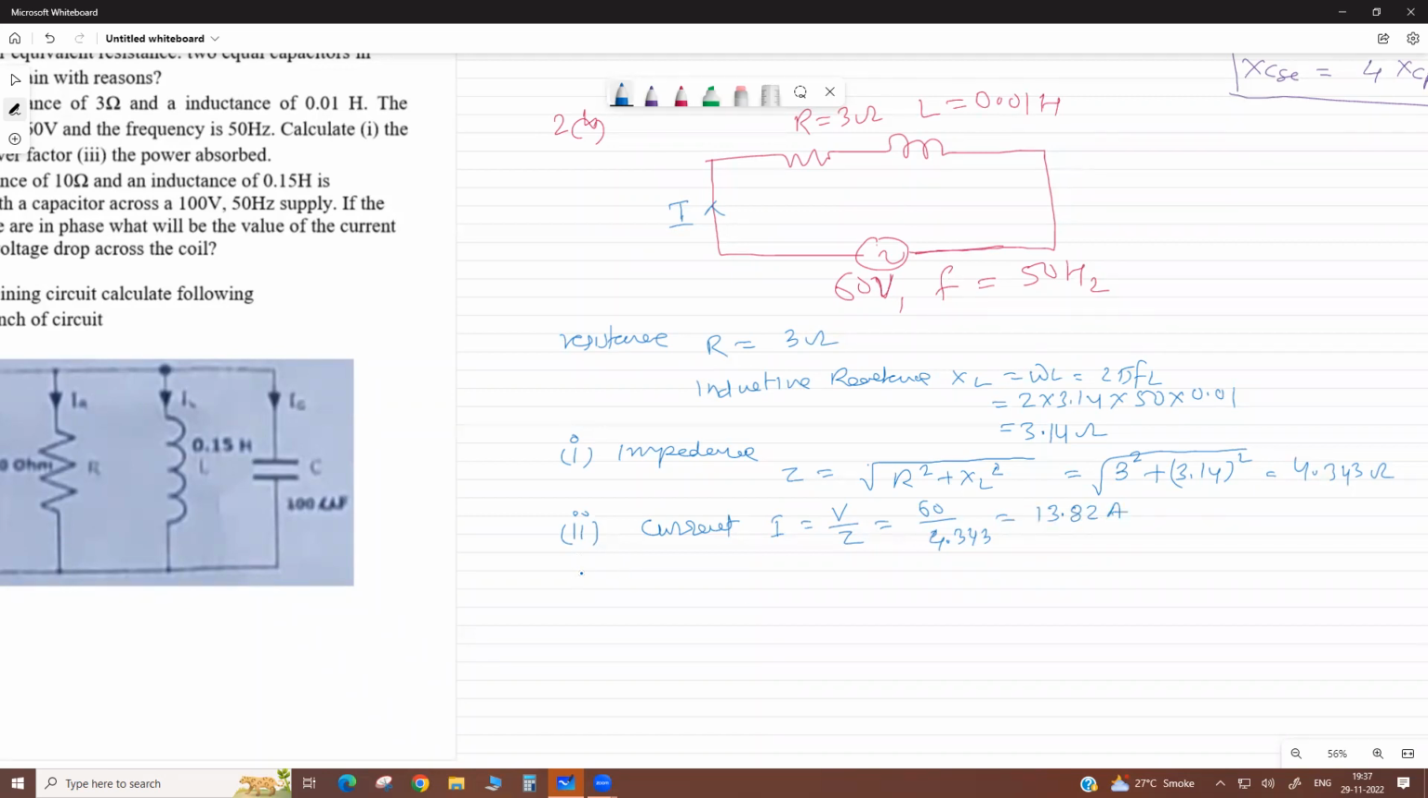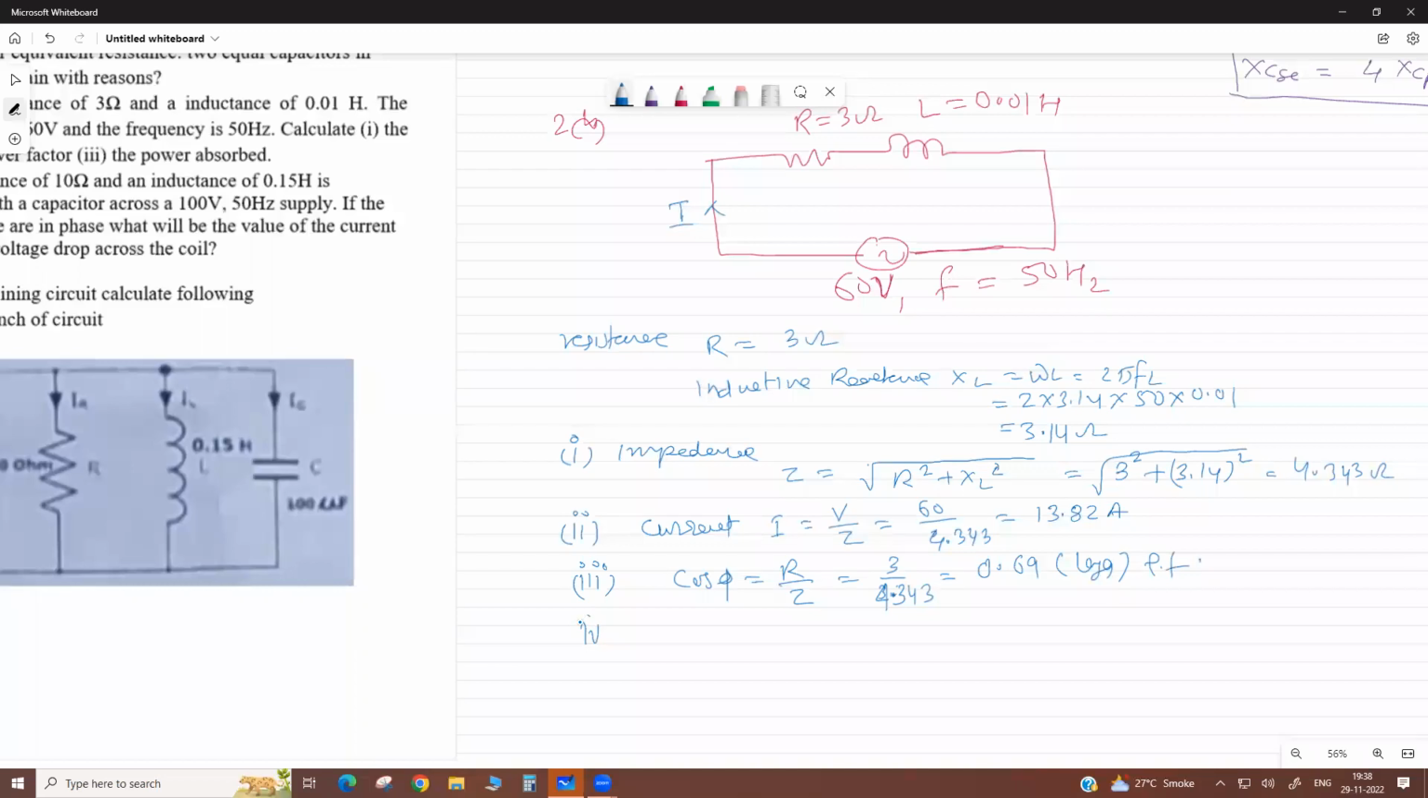Then we calculate power factor, which he is asking. You know, the power factor of a circuit is nothing but the R by Z ratio, the cosine of the phase angle. R is 3, Z is 4.343. This ratio will give you 0.69 lagging power factor.